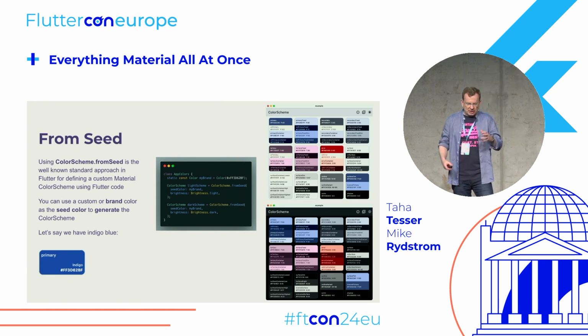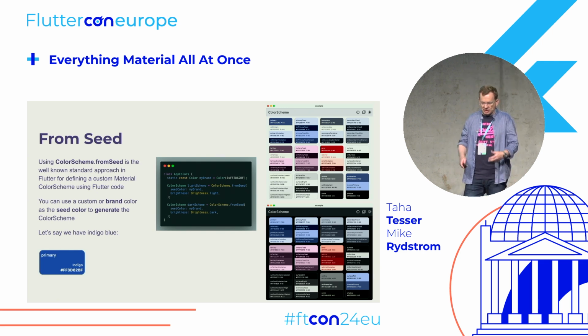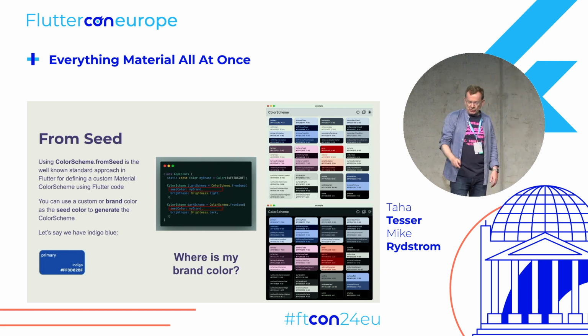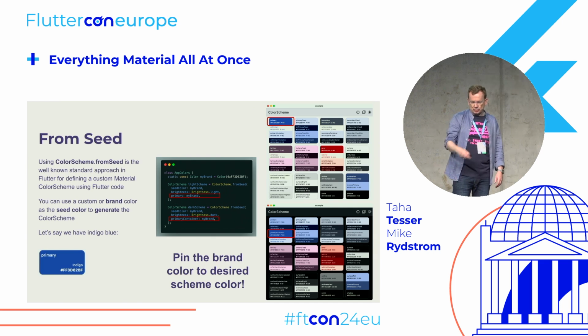We have been using it. And yeah, that's nice. We have an indigo blue, for example. I'm going to use that as my brand. I started and I use the seed color. But where is my brand color? When we are looking at the colors there, it's not in there anywhere. So what we have learned already before is that you have to pin it. So you can pin my brand to the primary in light and to primary container, typically in dark mode. And now you have the brand colors pinned in there as well in the seed generated.